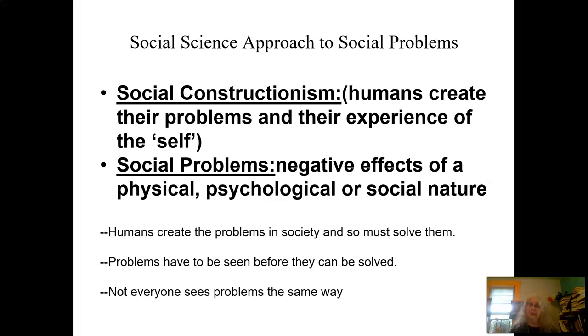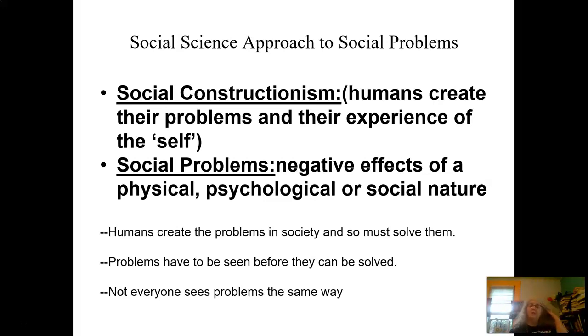Forcing certain people to live in places where earthquakes occur because they're not being allowed to live anywhere else, now that could be a social problem. It depends. But social problems are negative effects that are generally agreed to be negative by a population, whether those negative effects are physical, psychological, or social in nature. So there are different types of social problems, and as you'll see as we go on, different groups of people will define social problems differently.